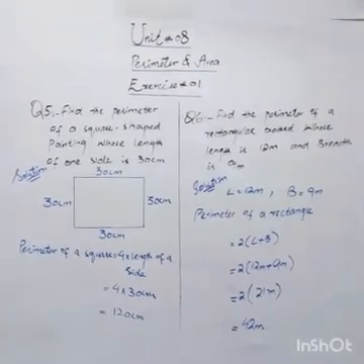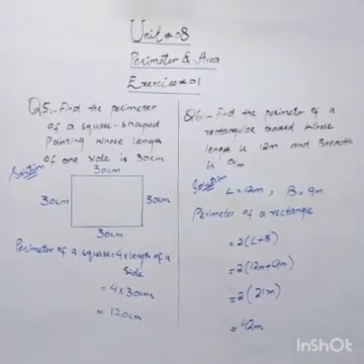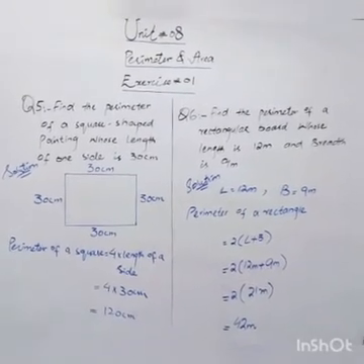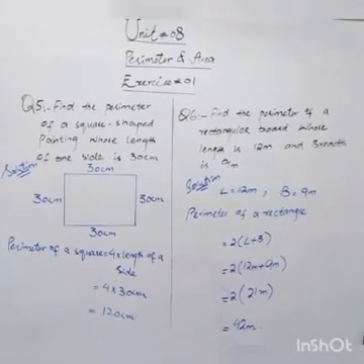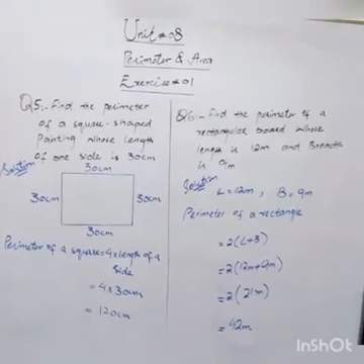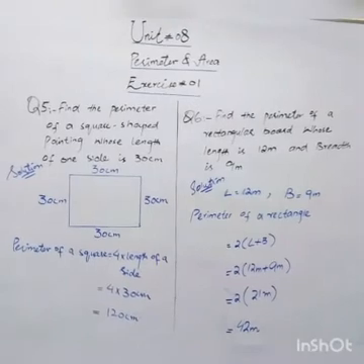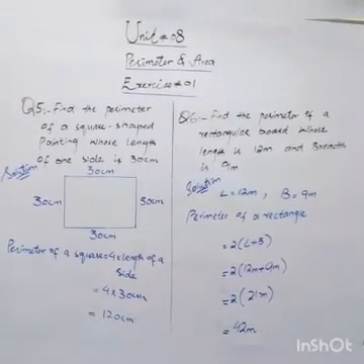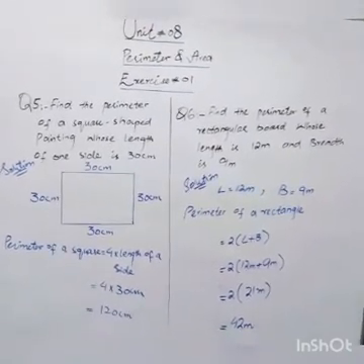Question number 6. Find the perimeter of a rectangular board whose length is 12 meter and breadth is 9 meter. We have to find the perimeter of a rectangular board, and the length and breadth is given. Length is equal to 12 meter and breadth is equal to 9 meter. We know that to find the perimeter of a rectangle, we have a formula 2 into L plus B. L is given, which is 12 meter, and B is also given, which is 9 meter. So 2 into 12 meter plus 9 meter.